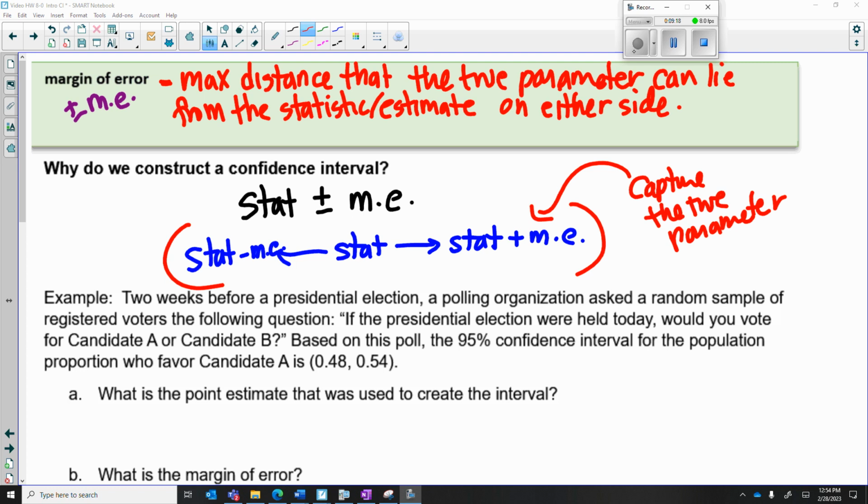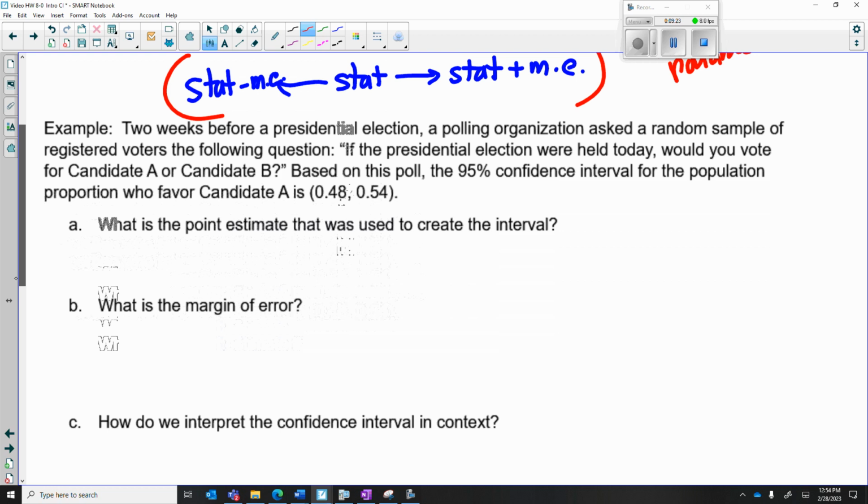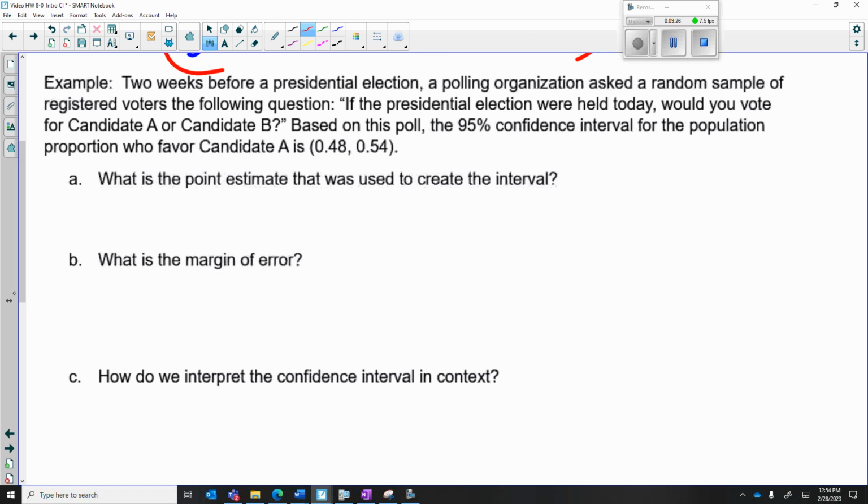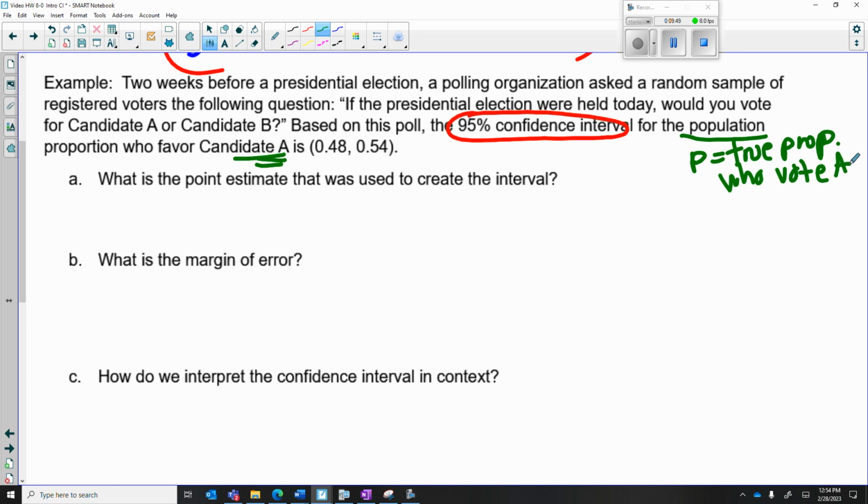It says, 2 weeks before a presidential election, a polling organization asked a random sample of registered voters the following question. If the presidential election were held today, would you vote for candidate A or candidate B? Based on this poll, a 95% confidence interval was created for the population proportion for those who favor candidate A. So we were trying to spotlight the population proportion P, the true proportion who vote for candidate A in the population, okay? So we're going to use a sample p-hat to estimate P.